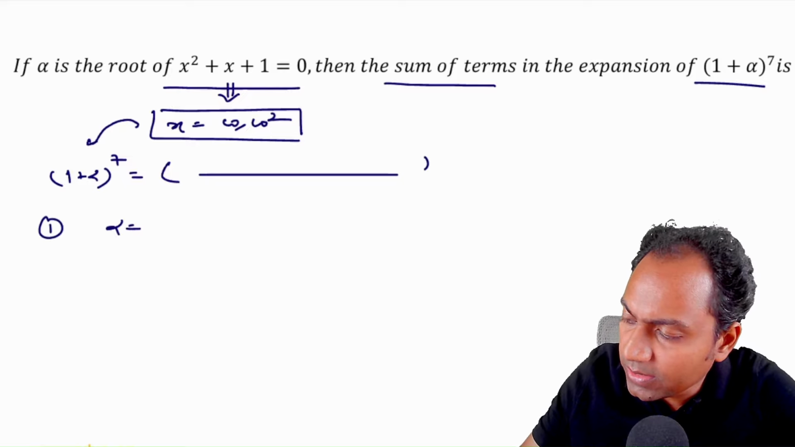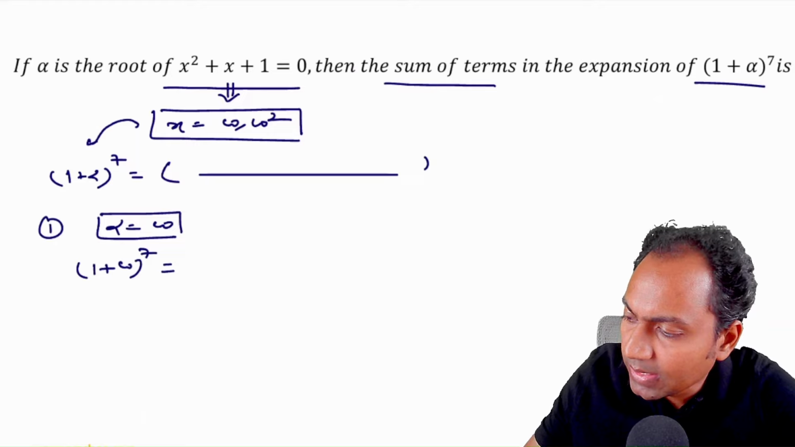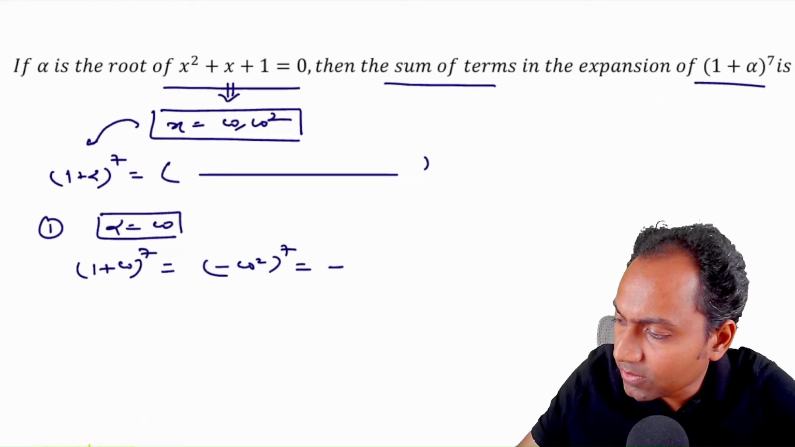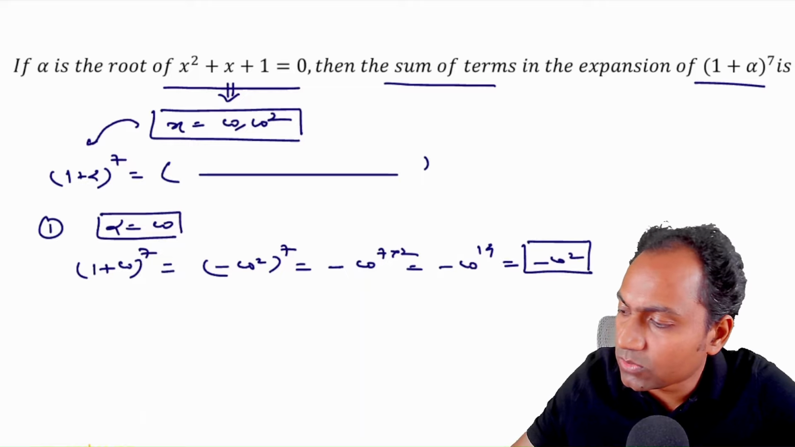One is basically if I take alpha as nothing but omega. If I do that, it becomes 1 plus omega raised to the power 7. And this comes out to be nothing but minus omega square raised to the power 7. And that is nothing but minus omega raised to the power 7 into 2. So minus omega raised to the power 14. And this will become nothing but minus omega square.